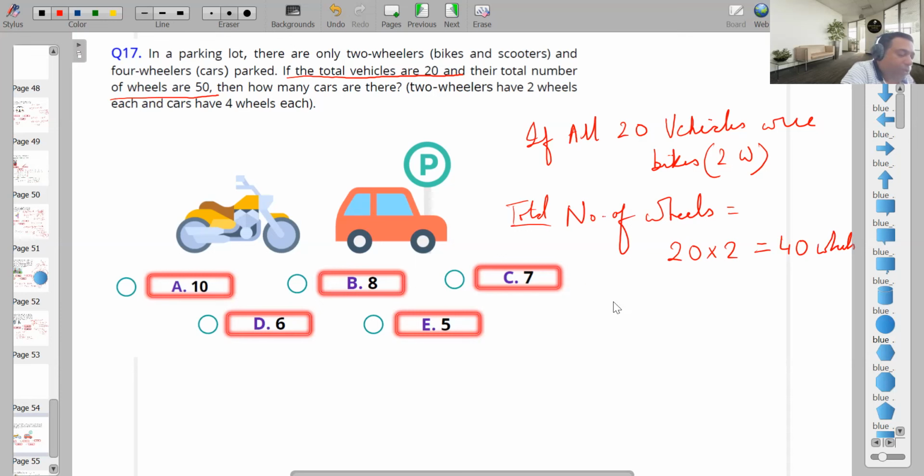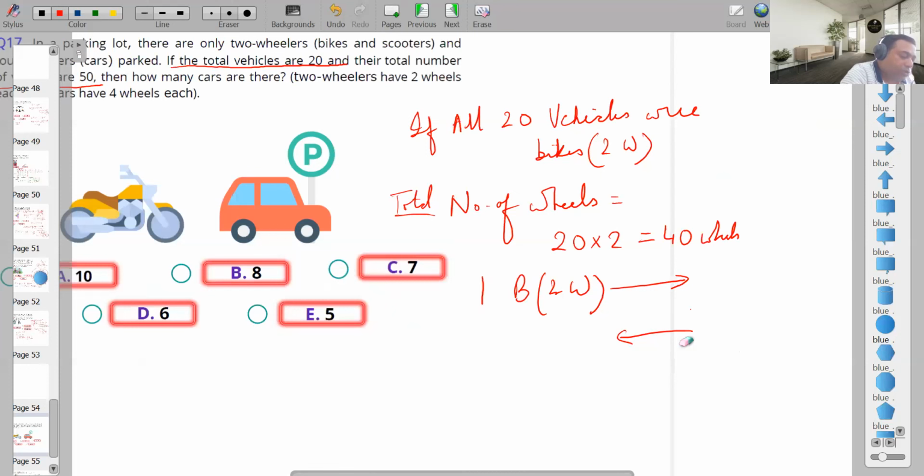Right? When you take out one bike or two-wheeler, you take it out and you get a car in, one four-wheeler in. What happens? Your number of wheels goes down by -2 and you replace it by a car, so it goes up by +4. So overall, your wheels will go up by +4 -2, which is +2, when you replace one bike with one car.